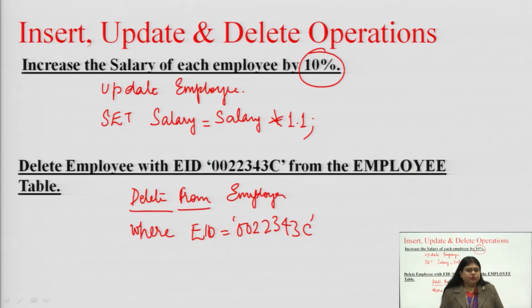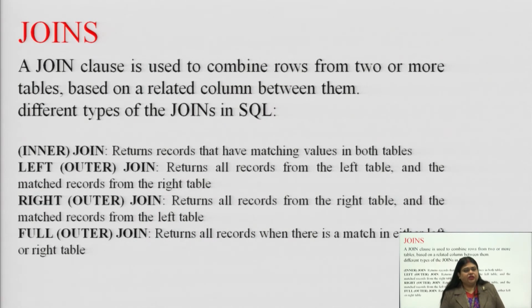Now, let us move to joins. Joins are a very important component when we talk about SQL. Now, what are joins? Basically, a join clause is used to combine rows from two or more tables. So, when we are talking about joins, we are going to combine the tuples that are available in more than one table, based on related columns between them.